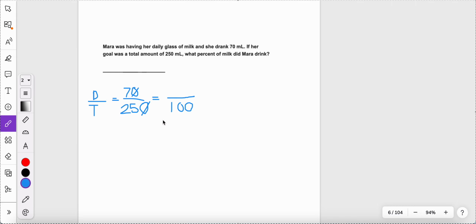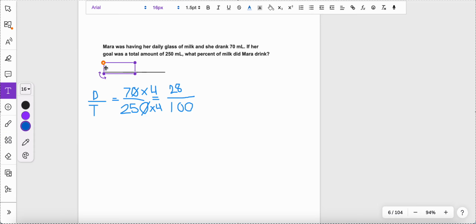And we have 7 over 25, and 25 goes into 100, and you can multiply 25 by 4, and you get 100, and whatever you do to the bottom, you have to do to the top. So then 7 times 4 is 28 over 100. So that is the amount of percent she drank. So what percent of milk did Mara drink? Mara drank 28%, 28% of milk.